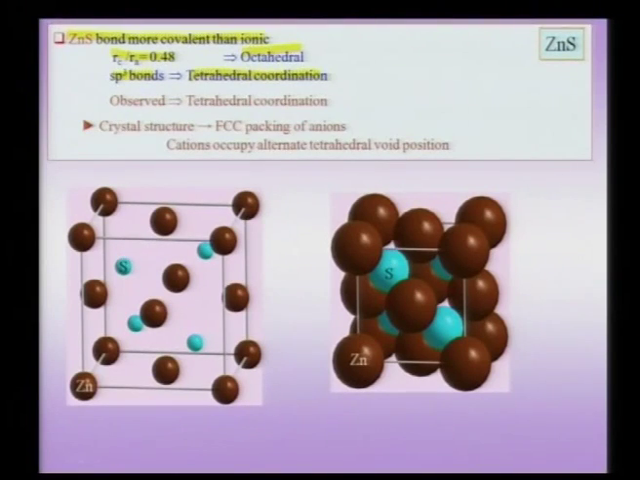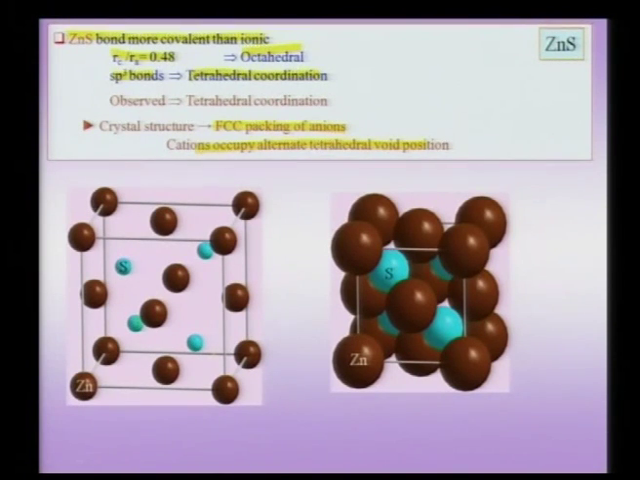Therefore, what I actually observe is tetrahedral coordination, and the structure is shown here below, wherein I have an FCC packing of anions and the cations occupy alternate tetrahedral void positions. In other words, they do not occupy all the tetrahedral void positions, but only alternate tetrahedral void positions. So, my lattice is FCC, and my motif is one zinc and one sulfur ion. Of course, the zinc is sitting at 0 0 0 and the sulfur is sitting at quarter quarter quarter, but there are only 4 sulfur ions within the unit cell, which themselves form a tetrahedron.